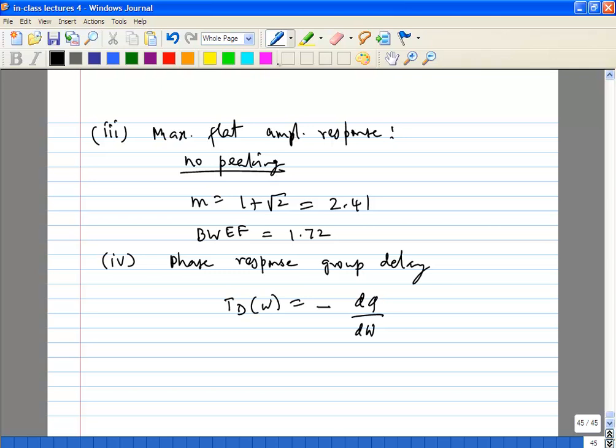So if you do this, what you get, there's a lot of algebra behind it, but it's good to know the results. So you get m equals 3.1. And you get a bandwidth extension factor of 1.6.